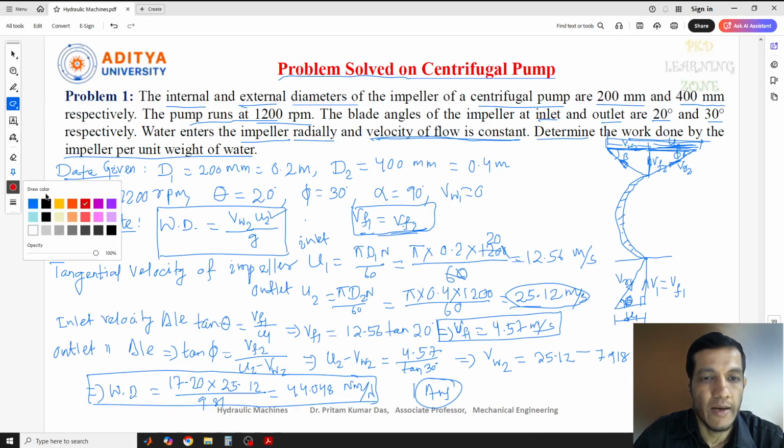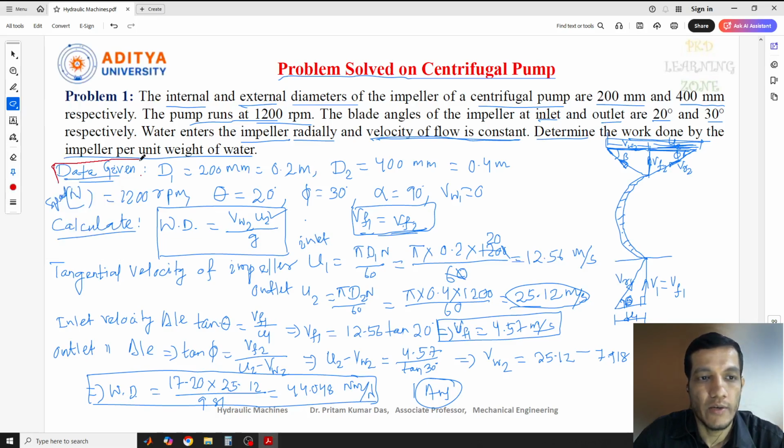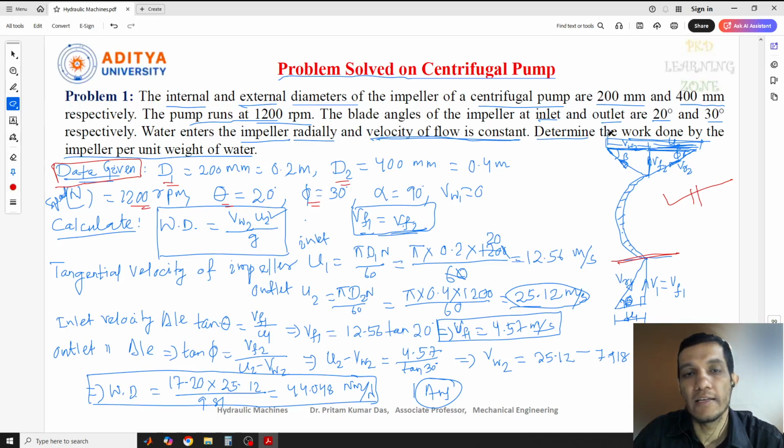Now let me highlight this. First thing, we need to identify the data given from the question. Once you identify the data given from the question, it is a very simple question. D1, D2 can easily be identified. Then speed is given, and blade angles at inlet and outlet conditions are given, 20 degree and 30 degree. But before that, you should know about the diagram, because the diagram is most important. At least if you know the velocity triangle diagram for either turbine or pump, anything, impact of jets, we have studied many things.